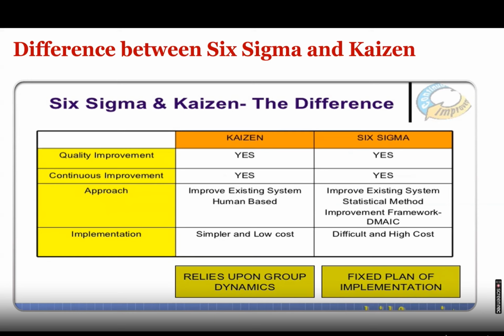Difference between Kaizen and Six Sigma. Both are quality initiatives, both are continuous improvement. Kaizen is a quicker continuous improvement, which can ideally be done in as little as 4 days. The approach for Kaizen is mostly human based, whereas Six Sigma, as we have learned, improves the existing system in a statistically driven DMAIC methodology. Of course, in implementation, Kaizen is comparatively simpler and low cost. Six Sigma is comparatively difficult and high cost.